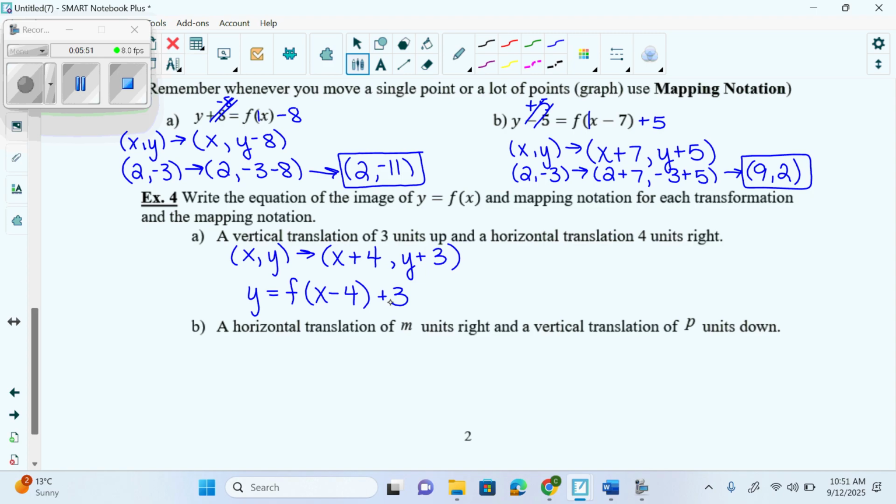Okay, this one says a horizontal translation, m units right. So I go x, y becomes x plus m, because that's how I move right. And a vertical translation, p units down, y minus p. Go do my equation. I'm going to get y equals f. If I go from words or mapping to equation, your x's are going to switch. So I'm going to get x minus m, minus p. Then flip.